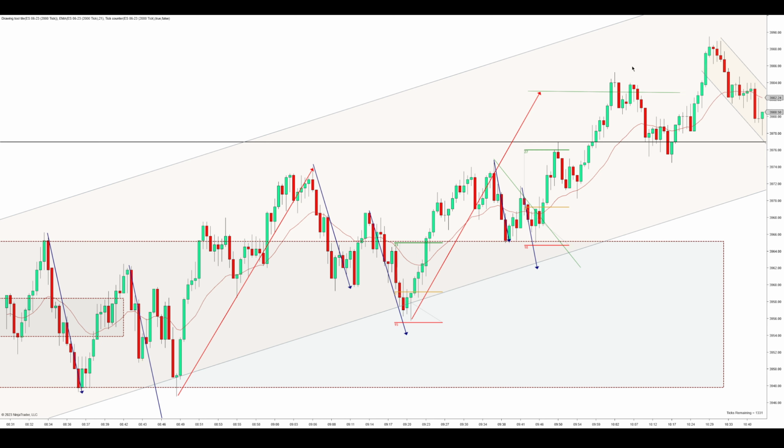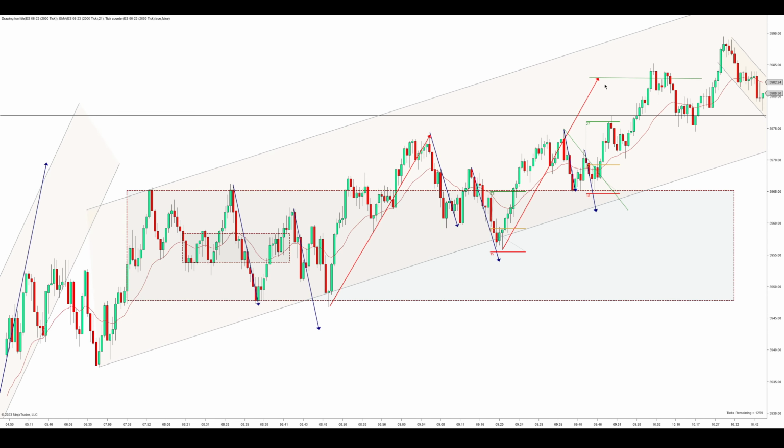But anyway, so we push up here, we reach that measured move. As soon as we reach that measured move, we have a very clear reaction.